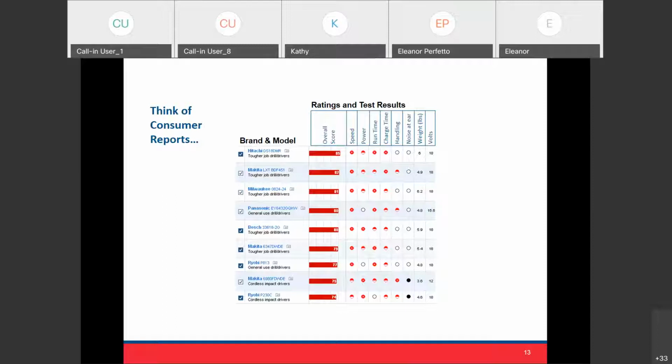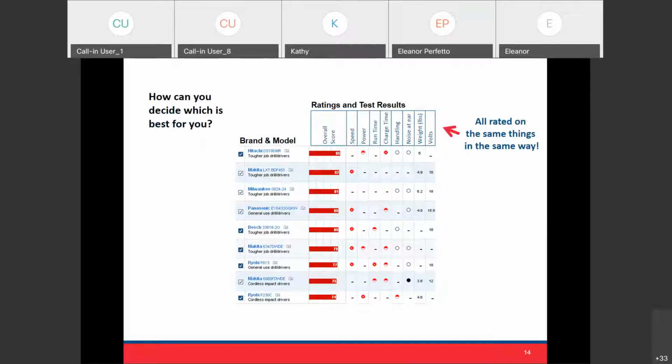Imagine that the information Consumer Reports provided looked like what's on the next slide, where half the information is missing, and the parameters for evaluation between different drills are different. So you might be able to see the power on one, and the speed on another, and the runtime on another, but you can't see the whole picture. This makes it difficult for you to decide, based on your values, what's most important to you, and which one of these drills to get.